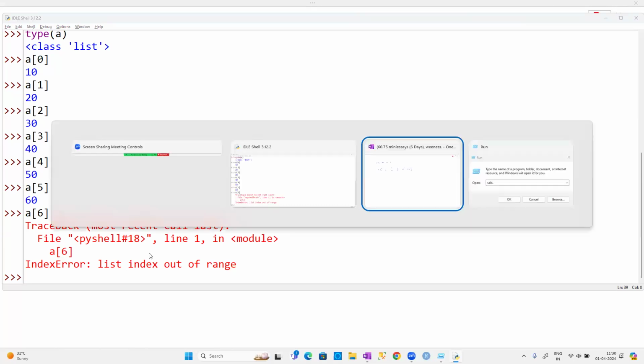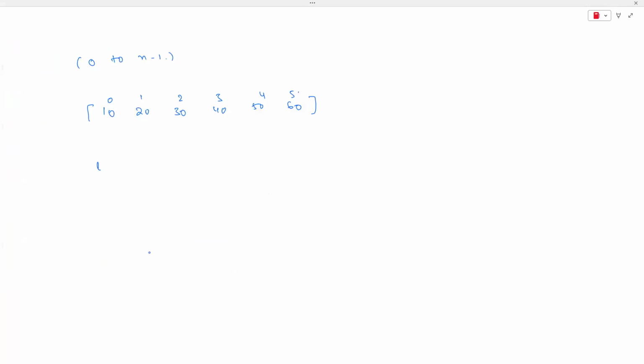For slicing, we specify the list, then the starting position, colon, the stopping position, and the step, guys. Starting, stopping, and step. Leave the step for the time being; we'll come back to that. The starting position is always included, guys, and the stopping position is always excluded.